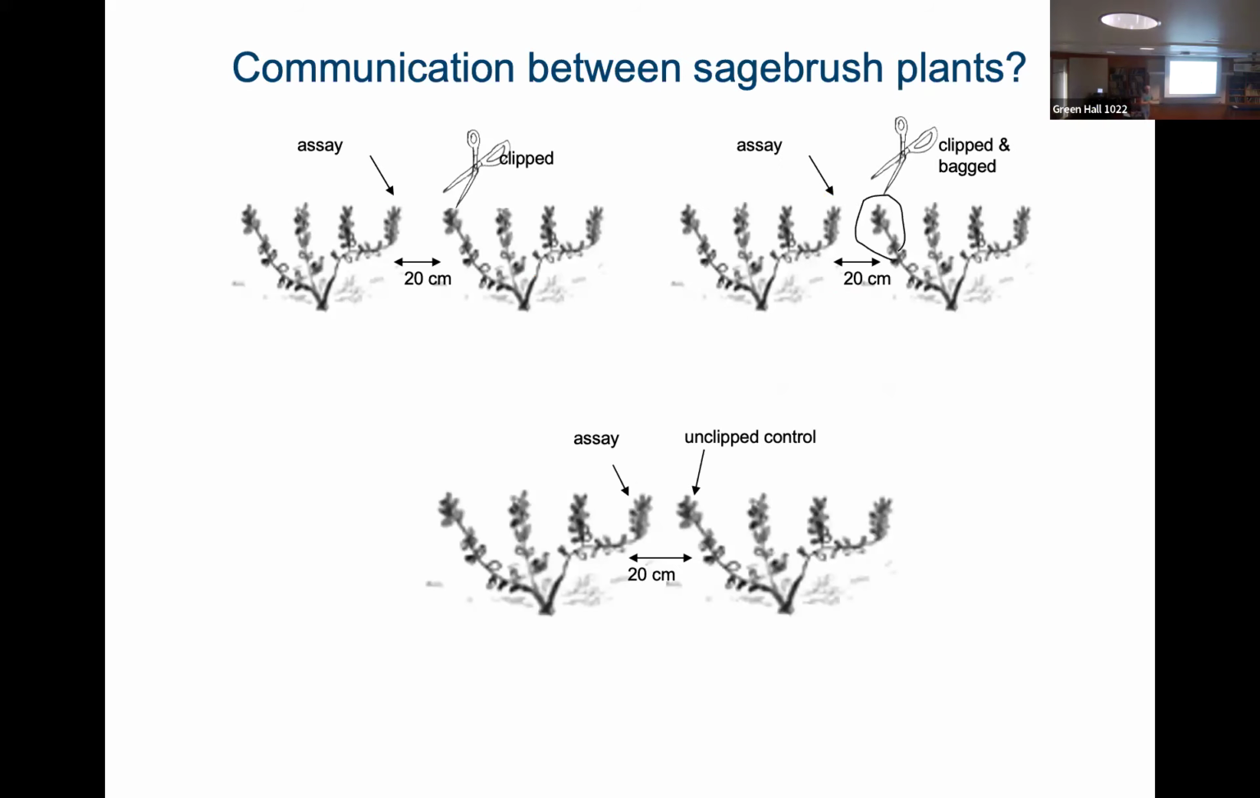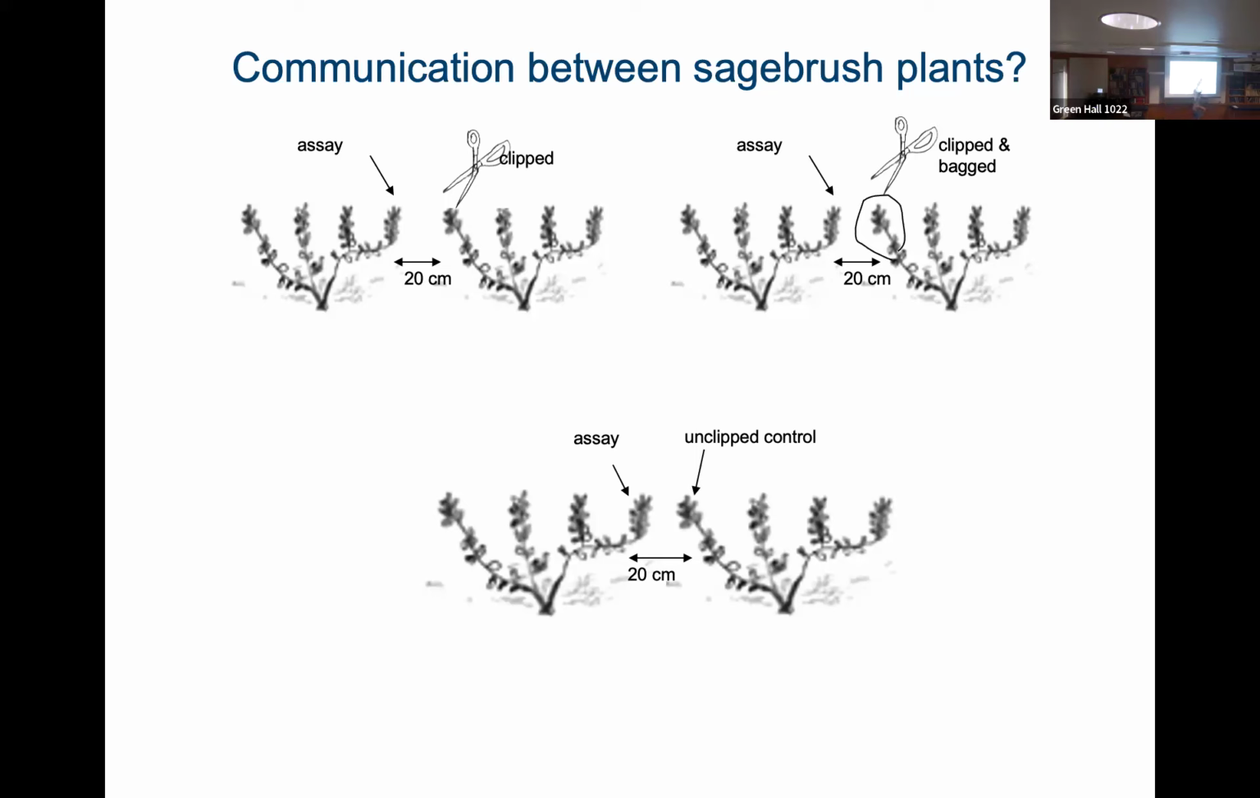And this is kind of a cartoon of the basic experiment that I've done many times now. I've got pairs of sagebrush plants out in the field, and I have 3 treatments, if you will. In this top treatment, I experimentally clip the leaves of one of these plants, and then I assay the amount of damage in a neighboring plant. So I'm not messing with the assay plant, but the neighboring plant is where I'm measuring damage. So I call this a clipped treatment.